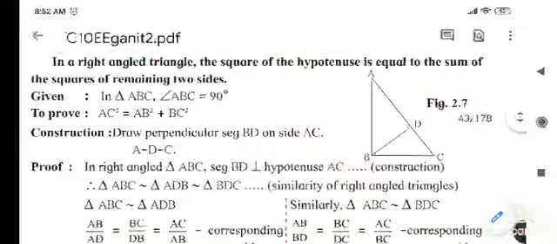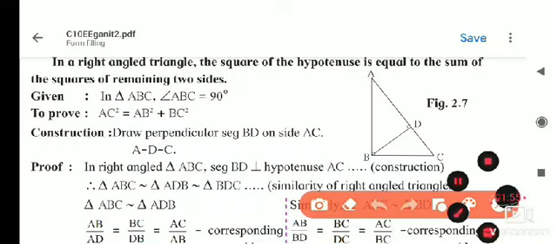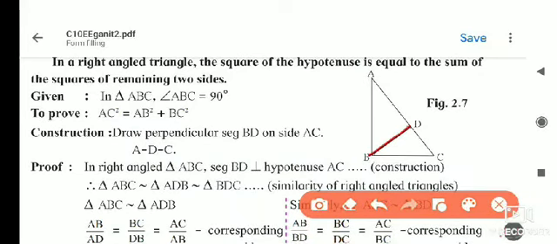To prove our statement, we have to do a construction, and the construction is that we have to draw the altitude on the hypotenuse from the opposite vertex. Okay, so we had drawn here BD perpendicular on AC, and in between there is A-D-C, that we had written here.